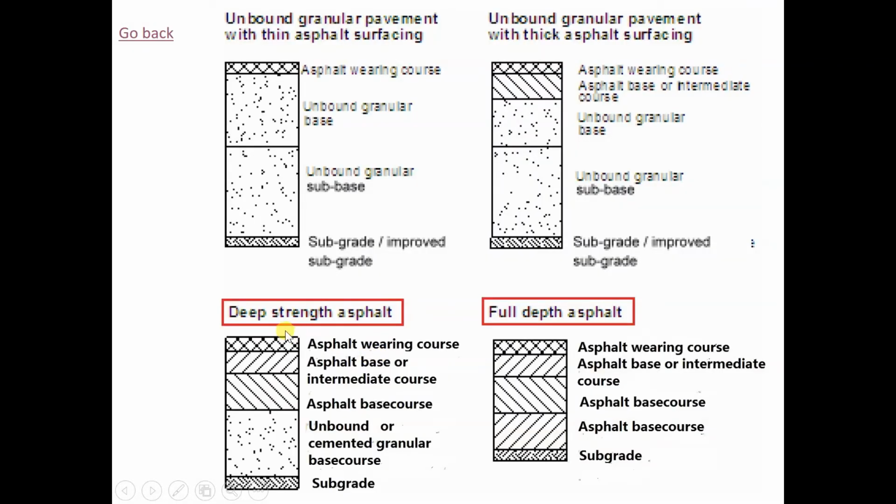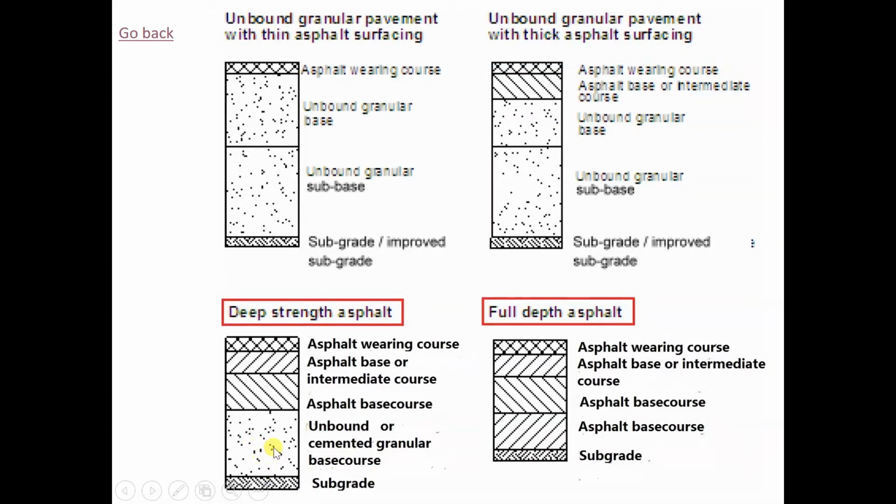So the bottom ones are the deep strength and the full depth. For this one, the deep strength, as we mentioned just now, the base course will be mixed, the intermediate course, asphalt base course. They could also have the bottom one where they put some cementitious material, like cemented granular. So this one is cemented.